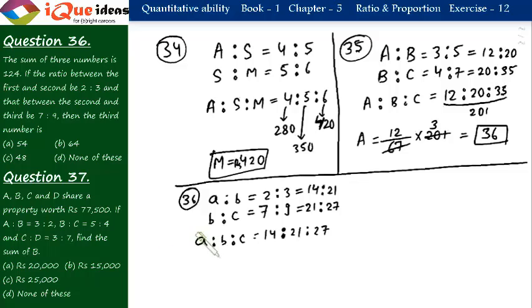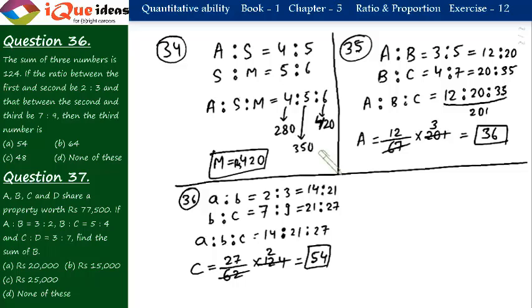Alright. Now we have to calculate the third quantity. The third quantity corresponds to 27 and the total is 124. So the third quantity, that is C, is equal to 27 divided by 14 plus 21 is 35 plus 27 is 62, into 124. Now 62 cancels 124 two times, so 27 into 2 is 54. So the answer of this question is 54. Alright.